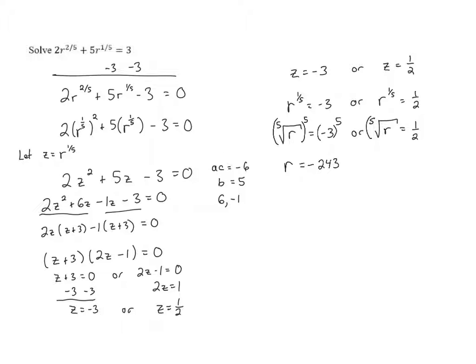For the second solution, again, we need to raise both sides to the 5th power. When we do that, the 5th root of r raised to the 5th power is just r. And 1/2 to the 5th power is 1/2 times 1/2 times 1/2 times 1/2 times 1/2, which is 1/32. And so the solutions to this equation are r equals negative 243, or r equals 1/32. And that is our final answer.